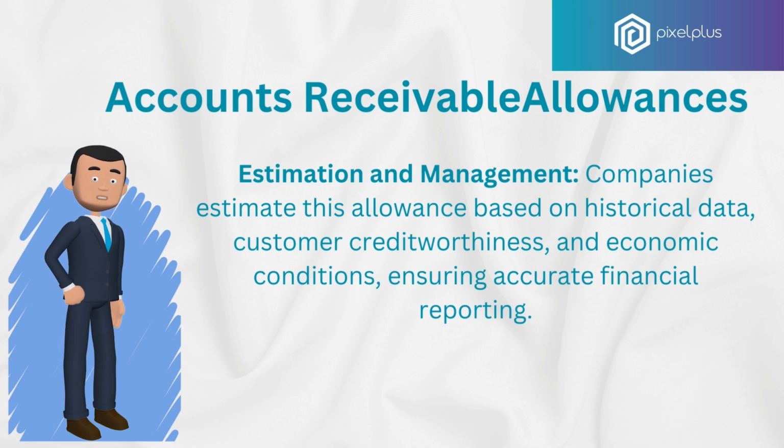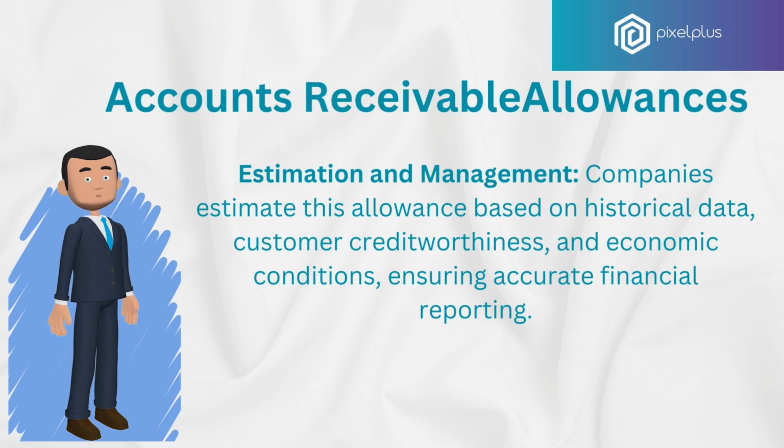Regular review and adjustment. Companies must regularly review and adjust their allowances for accounts receivable to ensure accuracy. Changes in customer circumstances, economic conditions, or company policies may necessitate adjustments to the allowance. Regular monitoring and reassessment help maintain accurate financial reporting.